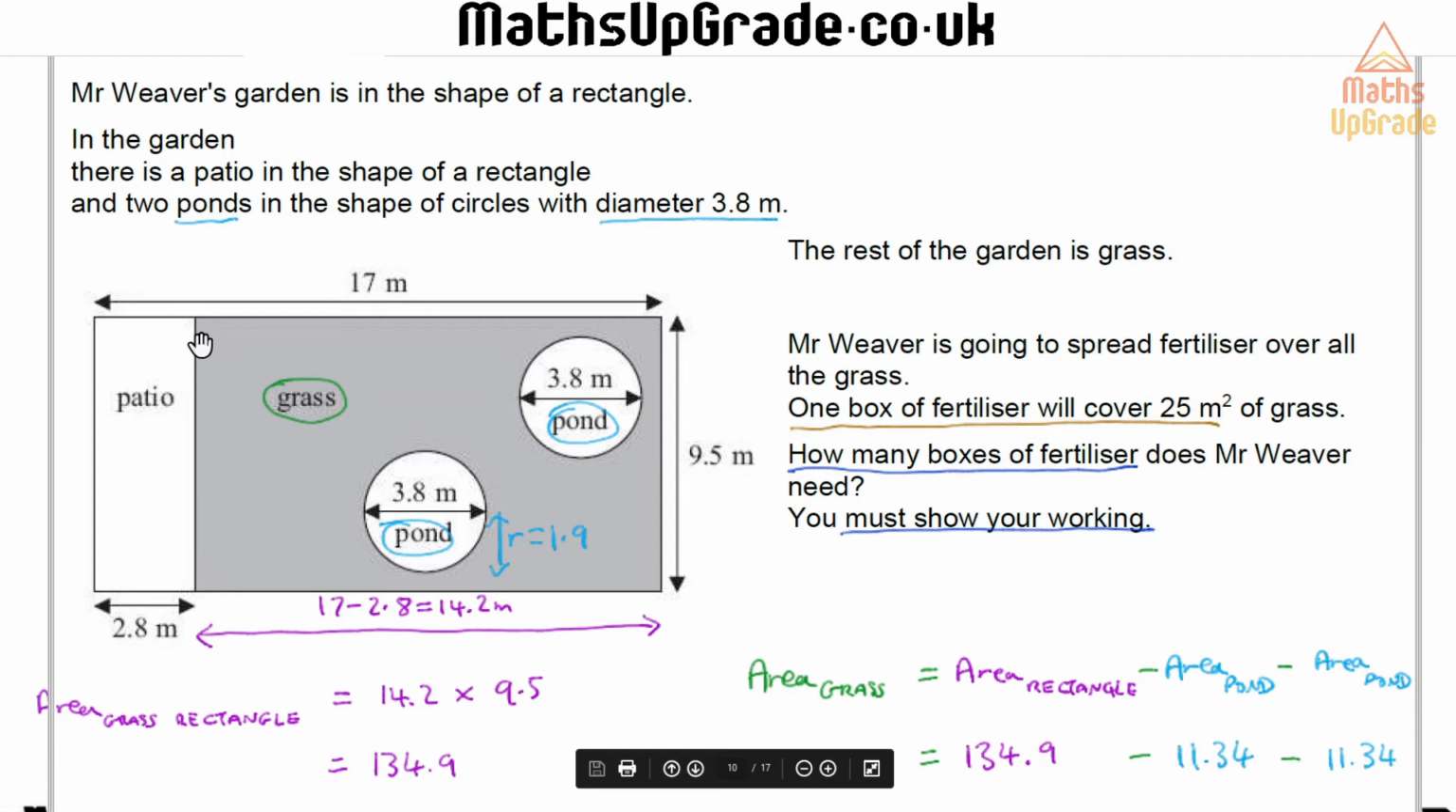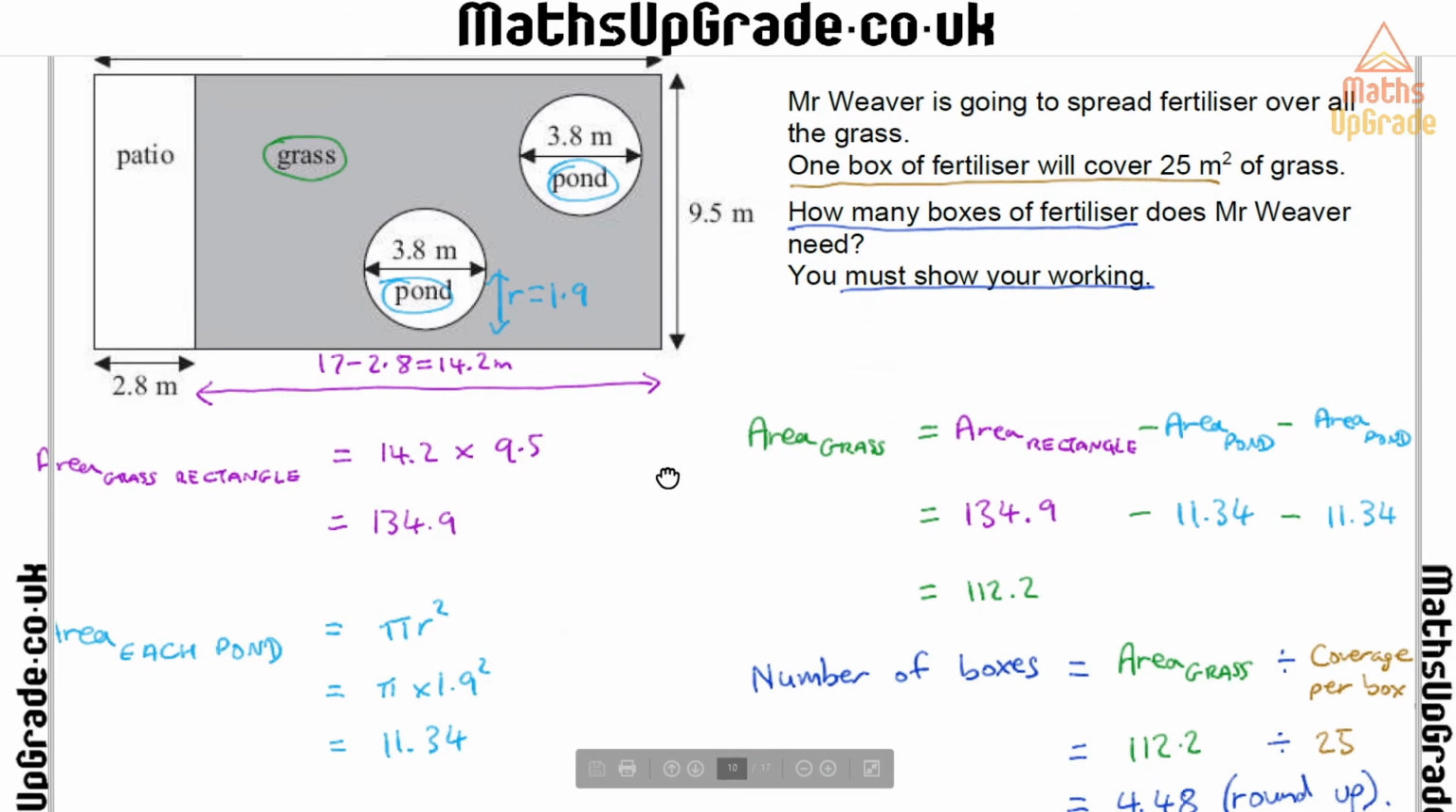But to find the area of just the grass, I need to subtract the areas of the ponds, because these ponds have been cut out from that grass. Let's find the area of each pond. The pond is in the shape of a circle, so we can use the formula for the area of a circle, pi r squared. So pi times 1.9 squared, which is 11.34. Remember, I'm using 1.9 because that's the radius. I shouldn't use the diameter for area, I should use the radius.